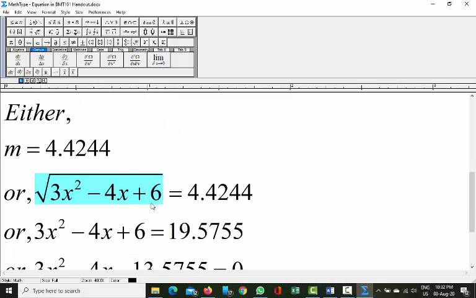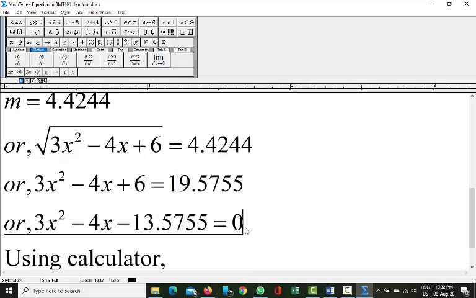So let us square both sides. If you square both sides, the square root on the left hand side will no longer be there. So we will have this one. And if you take a square on the right hand side also, you will get 19.5755.